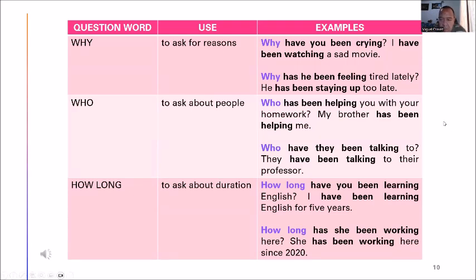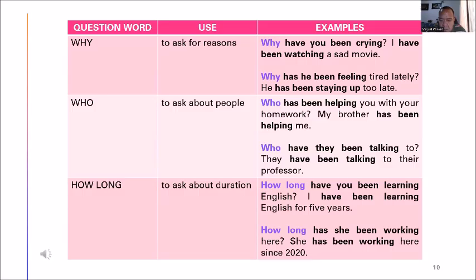The question word who is used to ask about people. Who has been helping you with your homework? My brother has been helping me. Who have they been talking to? They have been talking to their professor.